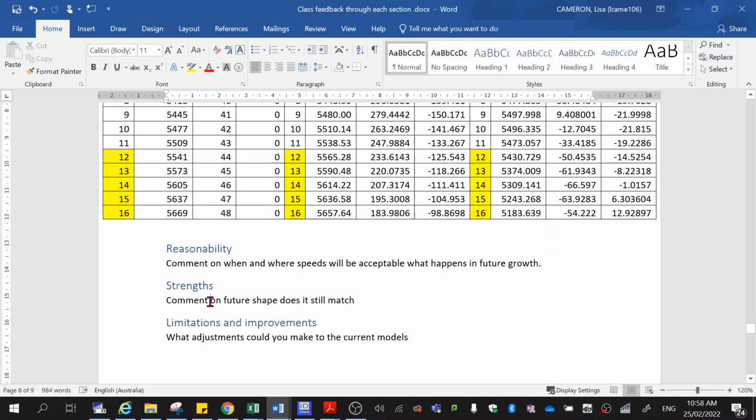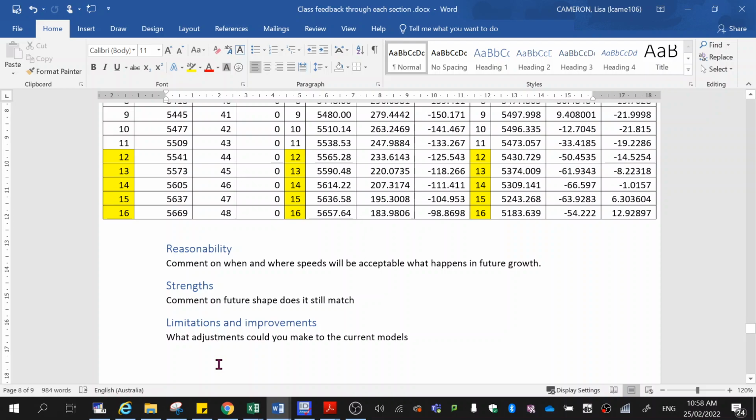Next one, your strengths. You'll comment on how well they match the original data points. You'll comment on the ones that have good speeds and accelerations. They're the strengths you want to talk about, whether you think they are good to estimate what's going to happen in the future. That's what you're going to talk about there.